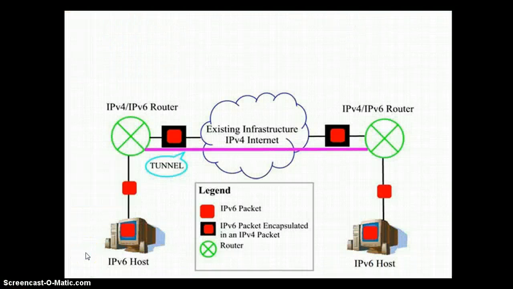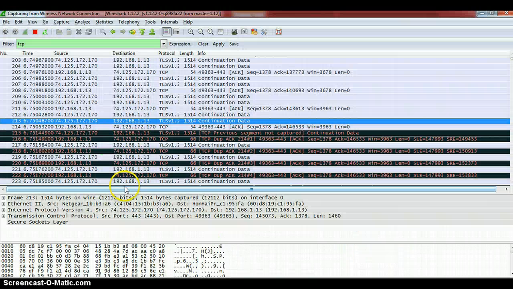So now we can see the dual stack router from the IPv6 host. It is the router with IPv4 and IPv6, the existing infrastructure being IPv4. So this is the encapsulated packet with IPv6 over IPv4. So let us see the measurements on another computer.